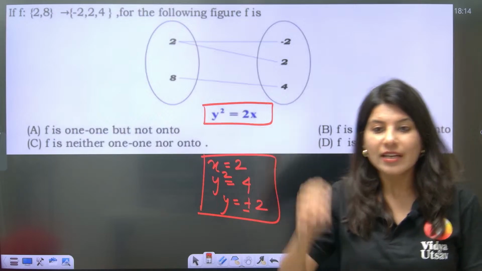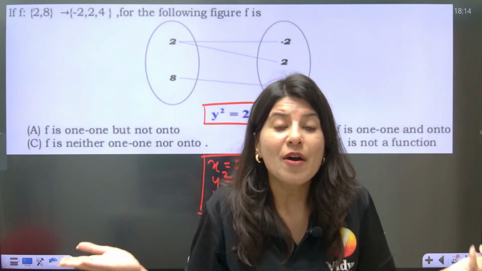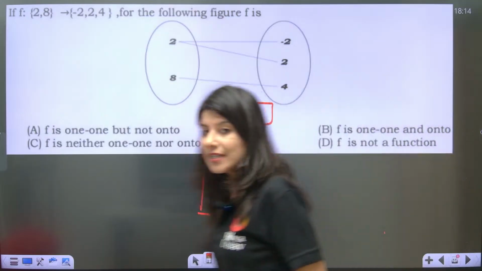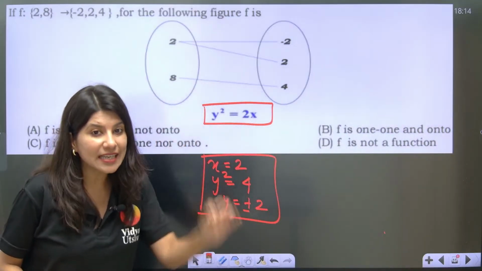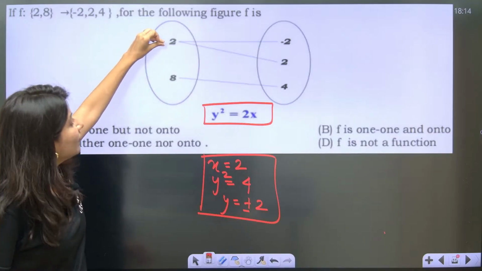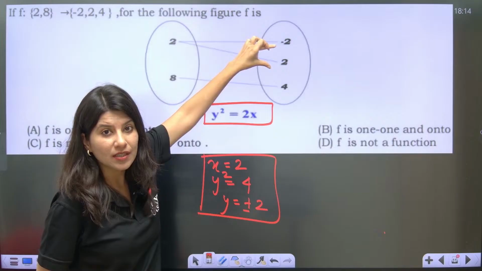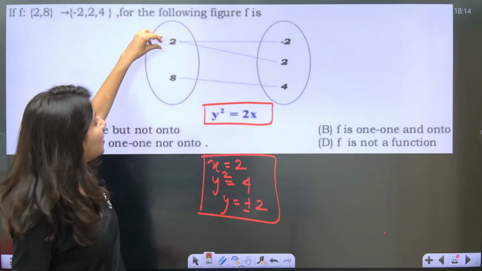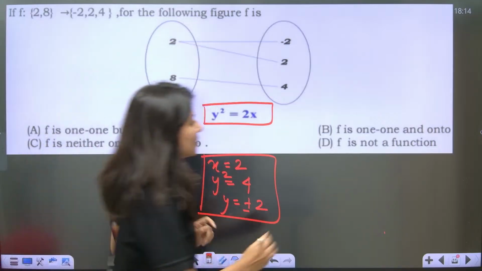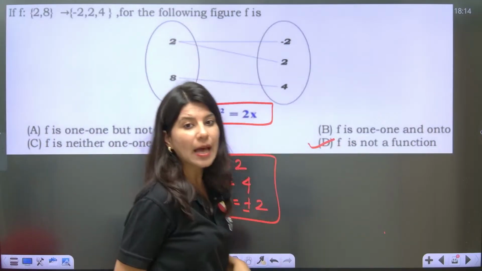First of all, we need to check whether my function is a function or not. Is this even a function? Now understand, the definition of function says that at one input, we cannot have two outputs. If it is happening, I'm sorry, this is not a function. Option D is absolutely wrong.